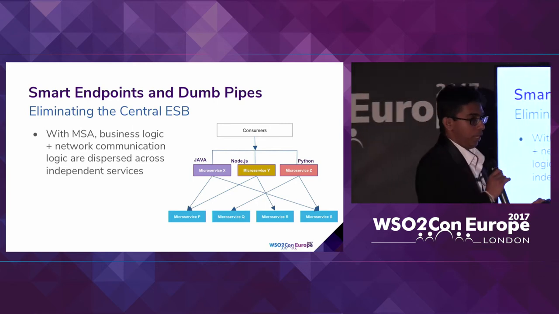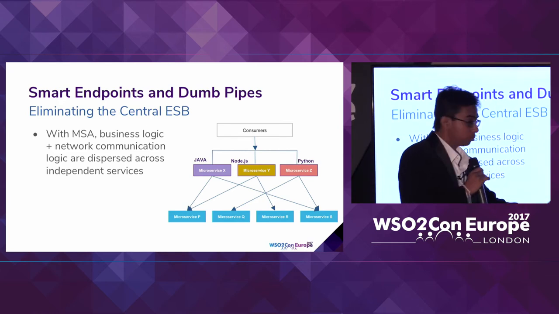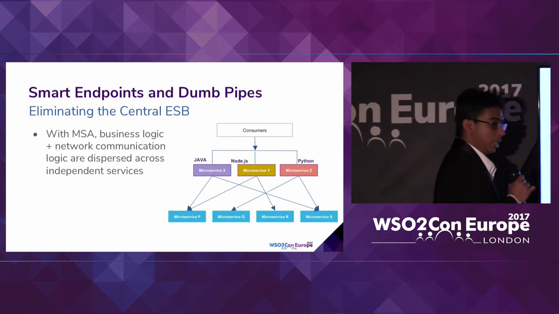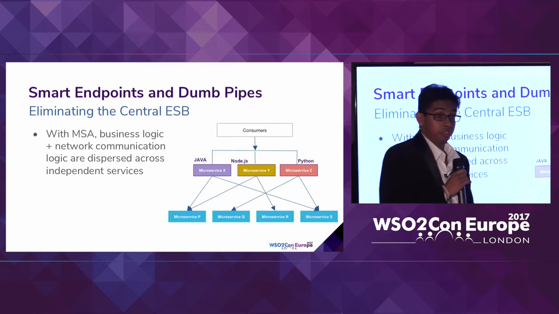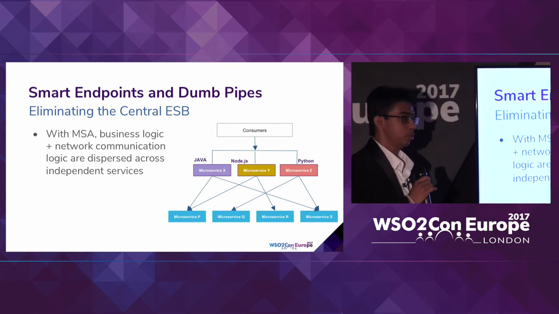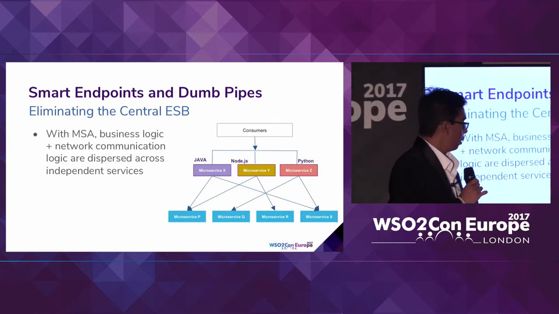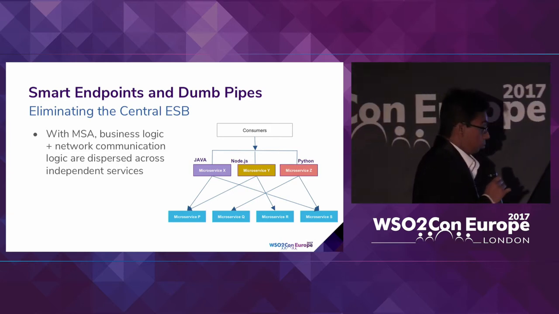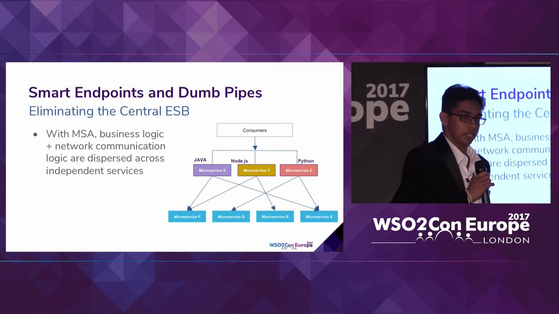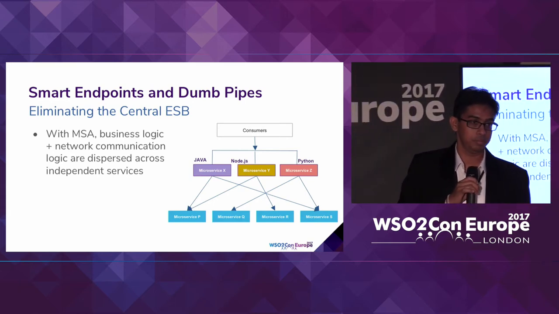Right. So unlike ESP, now you have to deal with the resilient communication as well as the composition logic. So whatever the composition logic that you are building has to be built from scratch. Right? Unlike ESP, you have to build the entire composition logic from scratch, as well as the network communication logic. So what we can see is the complexity that you had in the central ESP architecture is now dispersed among these microservices.